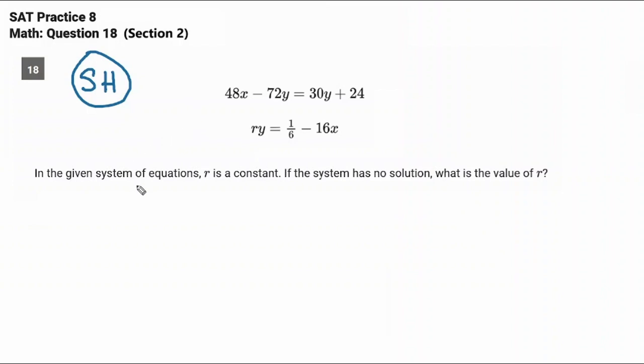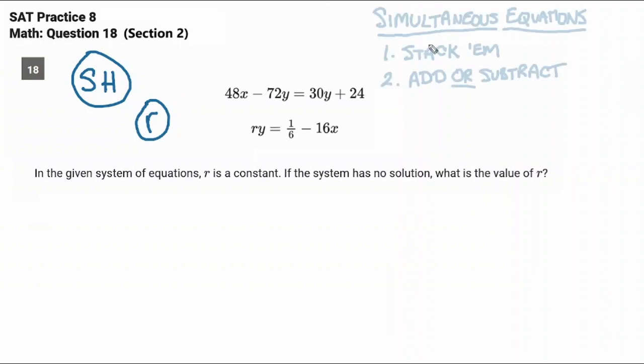In the given system of equations, r is a constant. If the system has no solution, what's the value of r? So write down r and circle it. Ultimately, this problem is just simultaneous equations. How do I know it's simultaneous equations? Because I got 2 equations. All you got to do with simultaneous equations is stack them and then add them or subtract them. But in order to stack them, you have to have the x's on top of the x's and the y's on top of the y's.